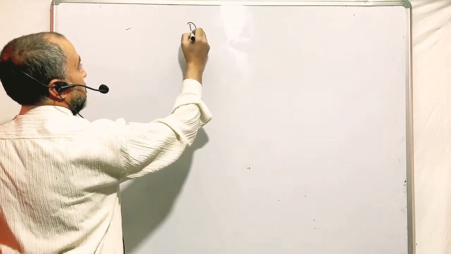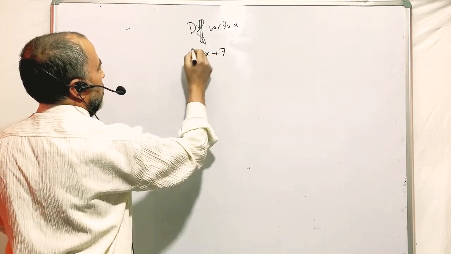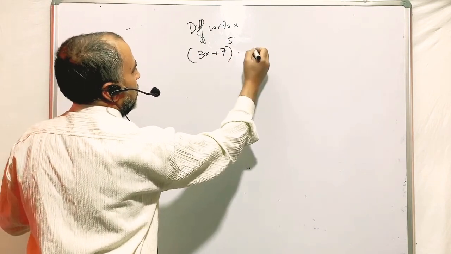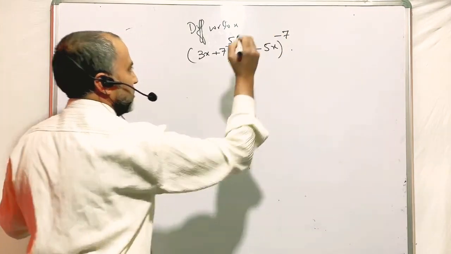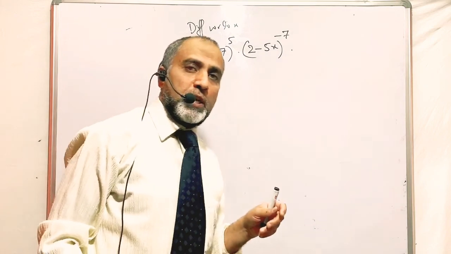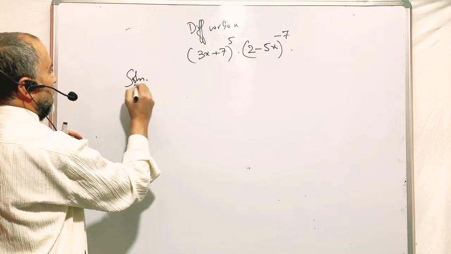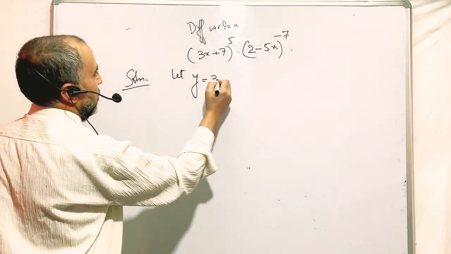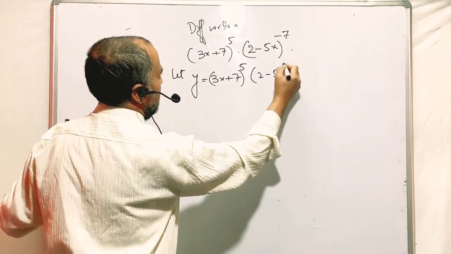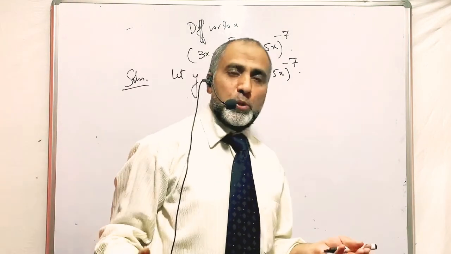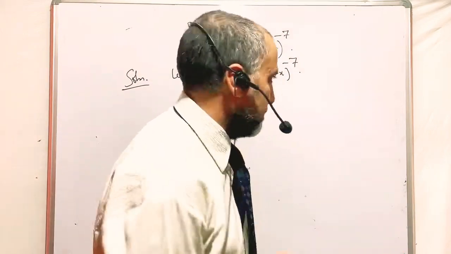Very important example, differentiate with respect to x. 3x plus 7 whole raised power 5 into 2 minus 5x whole raised power minus 7. We have to differentiate this. Again, we have got the product of two functions. So, aap kya karenge? Solution ke liye aap karenge, let y is equal to 3x plus 7 whole raised power 5 into 2 minus 5x raised power minus 7. We'll make use of the product rule for differentiation, that is u into v form.